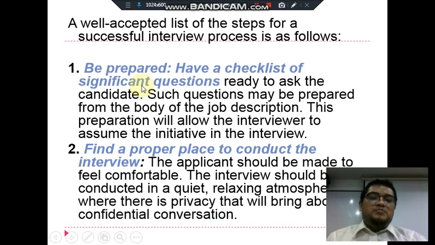Number two, find a proper place to conduct the interview. The place should be comfortable, quiet and relaxed, so that the interview will go well and will not be stressful. And also, if you are conducting a selection test, then you will have to prepare the test area or test room, so that you can evaluate the skills required for the job.